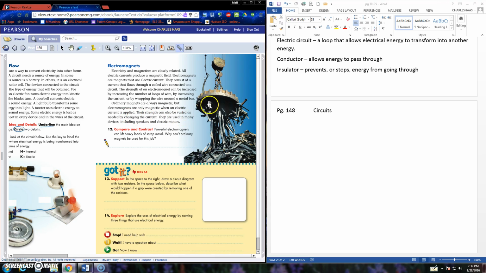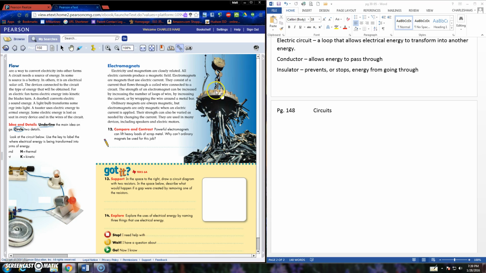That means you can turn this magnet off and on, and that's how junkyards like this can use them, because if it was always magnetic, you'd never be able to get this stuff off here unless some guy crawled up here and started pulling all this metal off. That's probably not very safe.